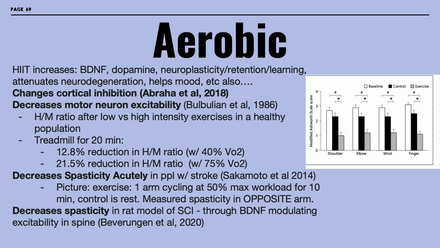This is one picture from an article that shows that with one arm, so just like let's say using the left arm, cycling at about 50% max workload for 10 minutes, there's actually spasticity reductions in the opposite arm. So there's a systemic effect of aerobic activity in decreasing spasticity. There's also been shown through rodent models to decrease spasticity through BDNF, which is released during aerobic activity, modulating that excitability, so decreasing that motor neuron excitability in the spine.